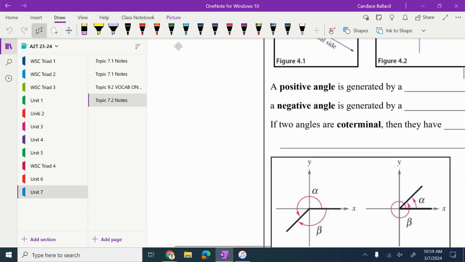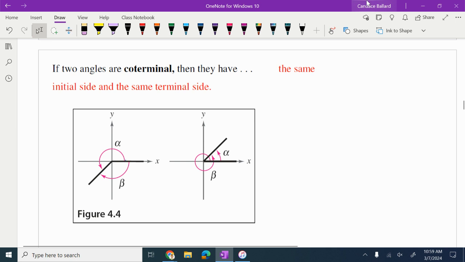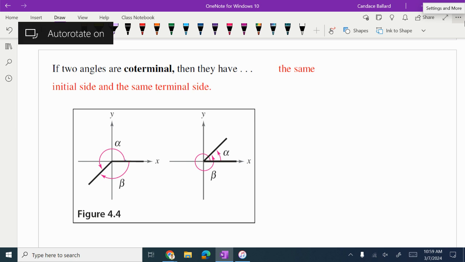Coterminals next. So if two angles are coterminal, then they have the same initial side and the same terminal side. Okay, so here's the deal. Up until this point, you've really only worked with angles that are between 0 and 180 degrees. But guess what? We can have angles that are bigger than that. We can go all the way around the circle. Does anybody know how many degrees if we go all the way around the circle? There's 360 degrees all the way around the circle.